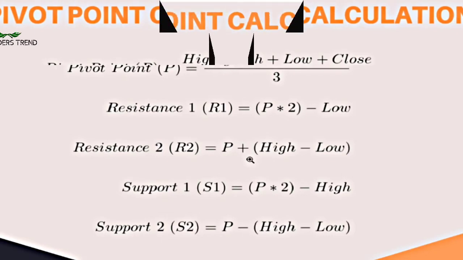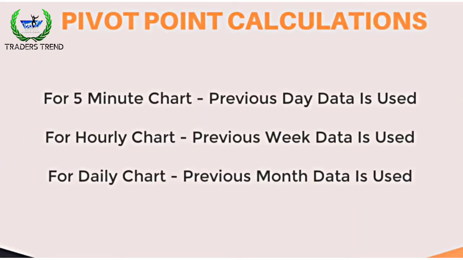This is the formula. The next one is the data used for the pivot point calculations. For the 5 minute charts, the previous day's data is used. For the hourly chart, the previous week's data is used. For the daily chart, the previous month's data is used for the pivot point calculation.